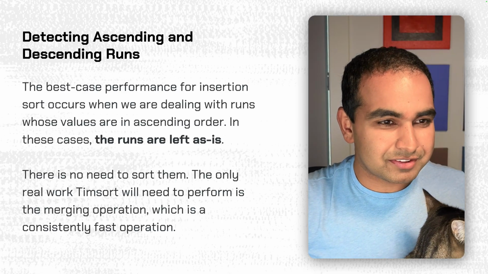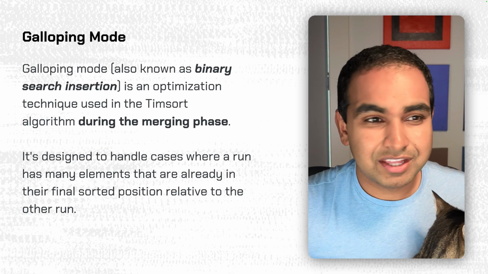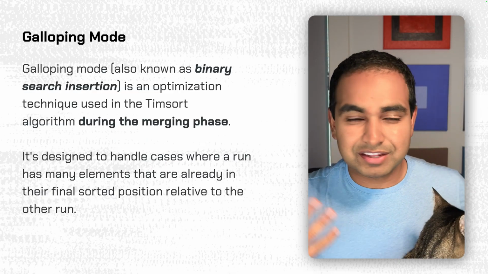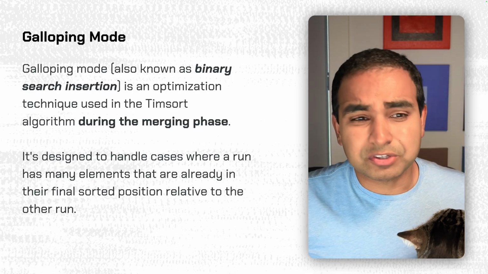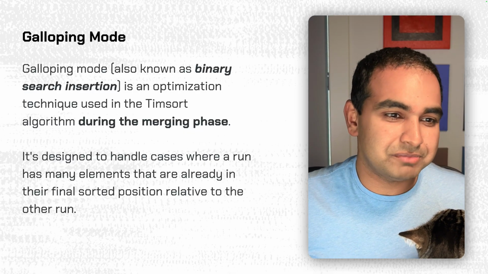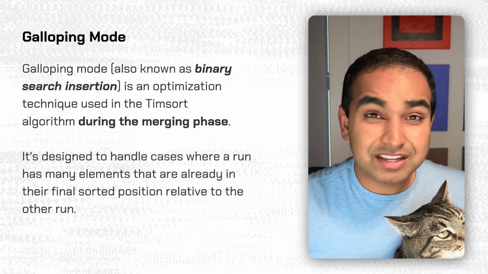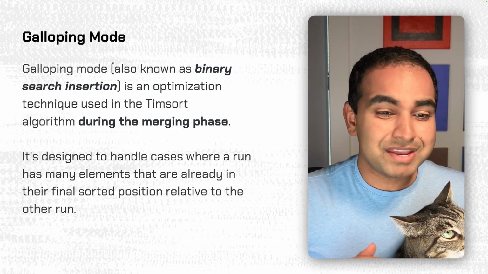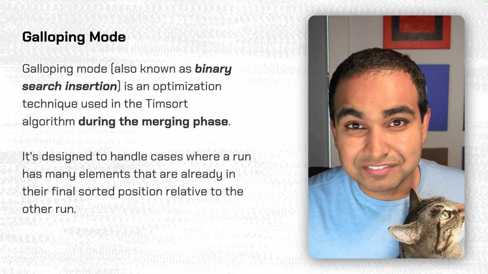The second one is probably the one that Timsort is most known for, and that's galloping mode. Galloping as in horses that are running and going really quickly. It has a more technical term, which is binary search insertion. This is a technique used by Timsort during the merging phase, and it's designed to handle cases where a run has many elements that are already in their final sorted position relative to the other run.